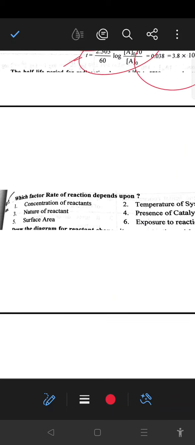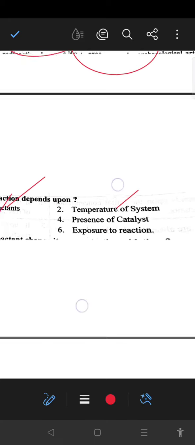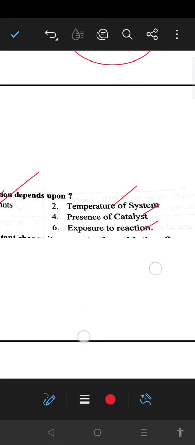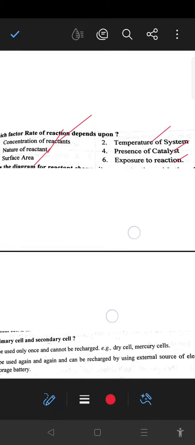Next, the factors the rate of reaction depends on. So concentration of reactant, nature of reactant, surface area, temperature, presence of catalyst, and exposure to radiations.